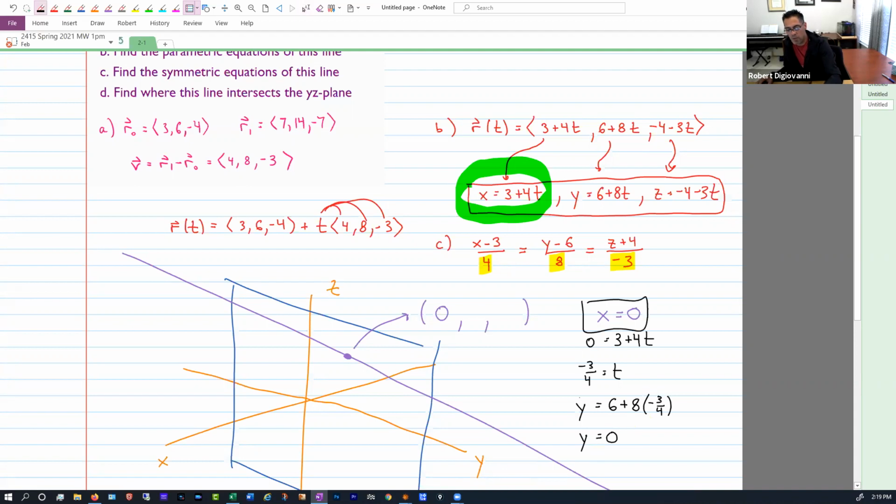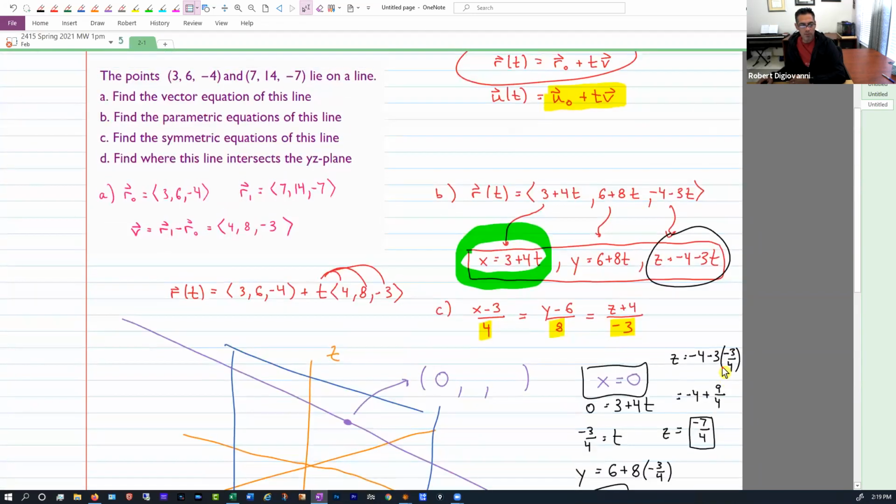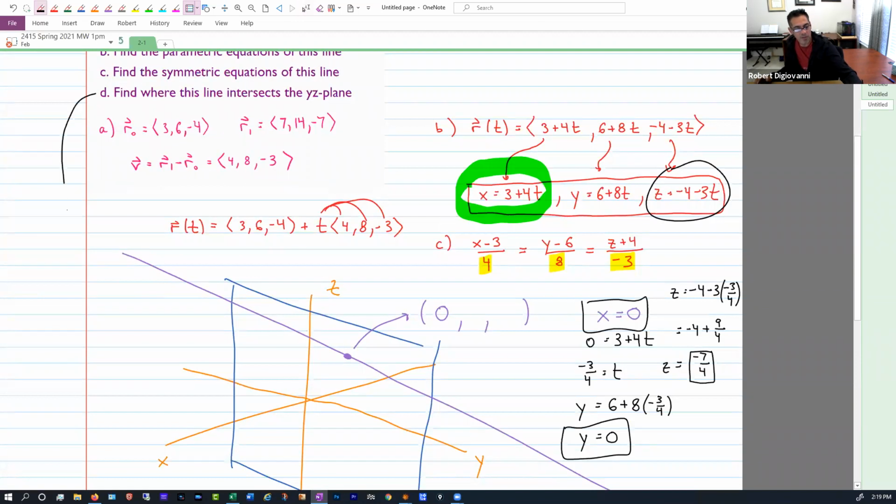So I know what x is, I know what y is, and now I just need to get z. So I'll use that equation. Z must be equal to negative 4 minus 3 times negative 3/4. So I get negative 4 plus 9/4. And with a common denominator, I think it's negative 7/4. Somebody correct me if I'm wrong there. So that's it. We were asked to find where this line intersects the YZ plane. It intersects at the point 0, 0, negative 7/4.